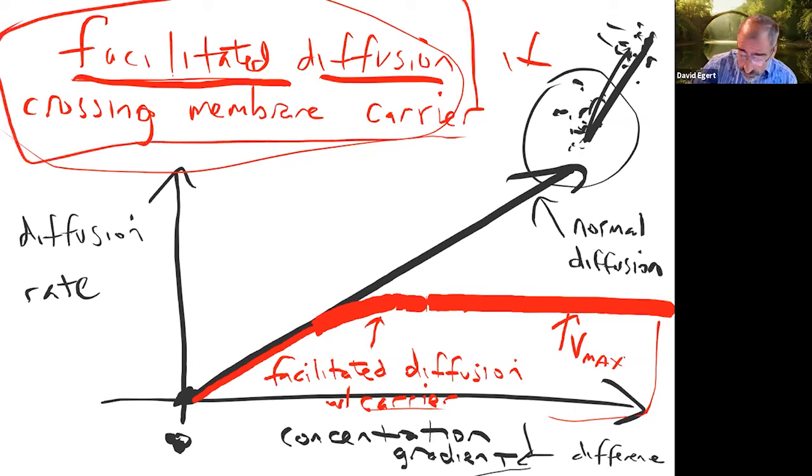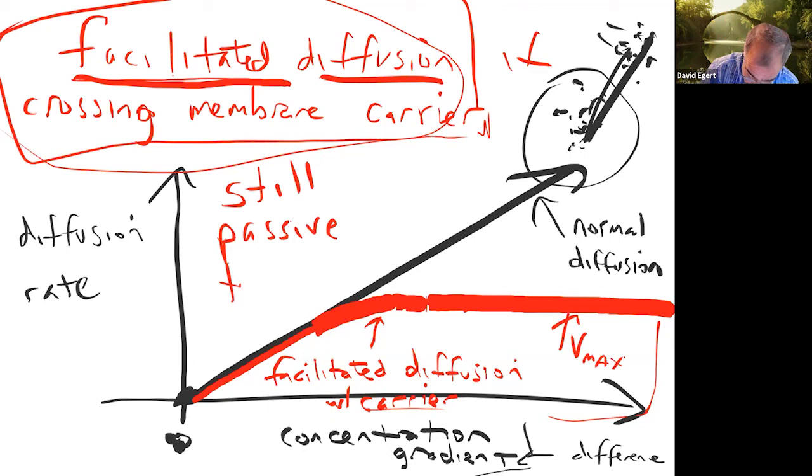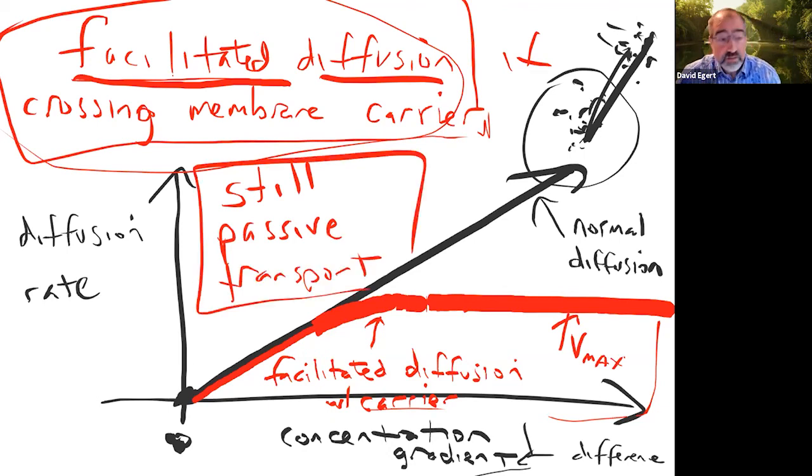So make sure you understand the difference. Facilitated diffusion is still passive transport. Things are still moving according to their concentration gradient, but the difference between facilitated diffusion and normal diffusion is that at some point you're going to hit some maximum rate that things can cross the membrane using the carriers.